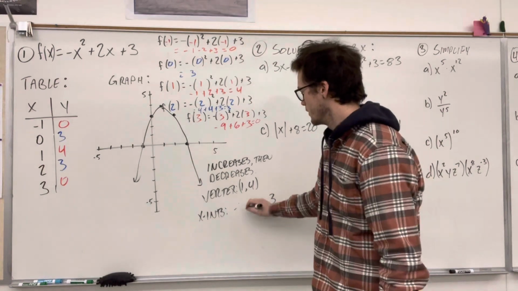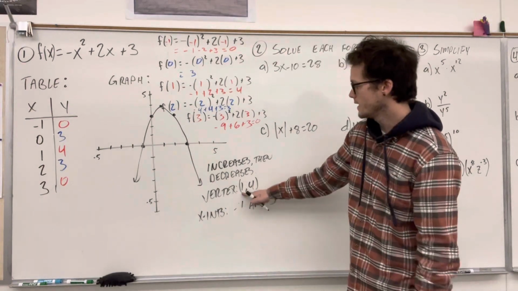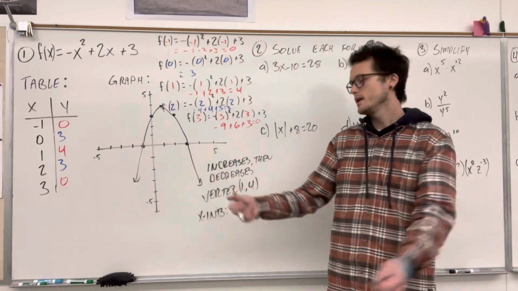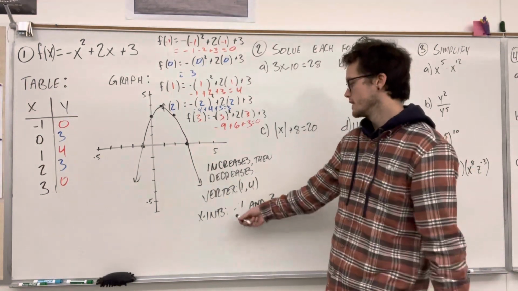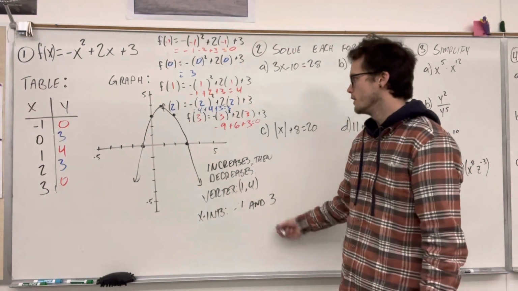Oops, -1 and 3. Please don't list it like 1, 4. That's a totally different meaning. That is an ordered pair indicating an xy ordered pair, and that's not what this is. So our x-intercepts are -1 and 3.